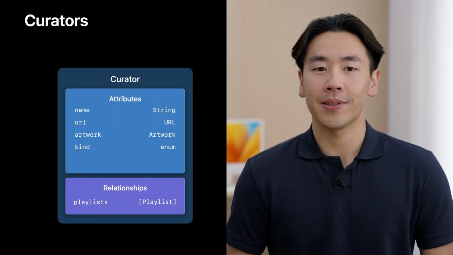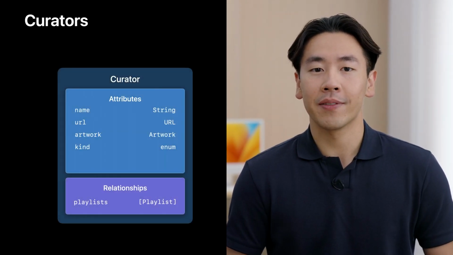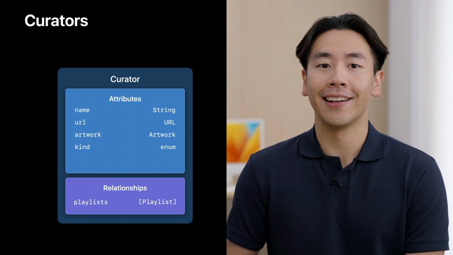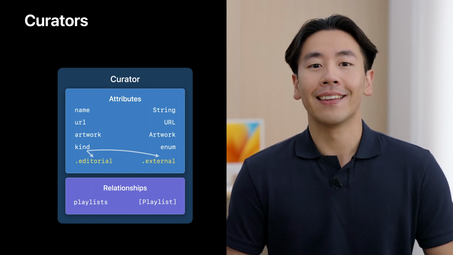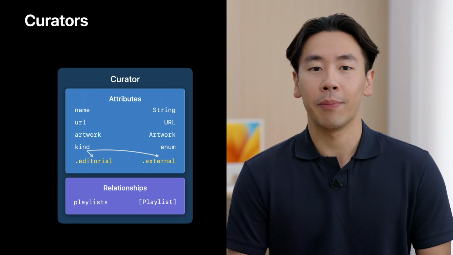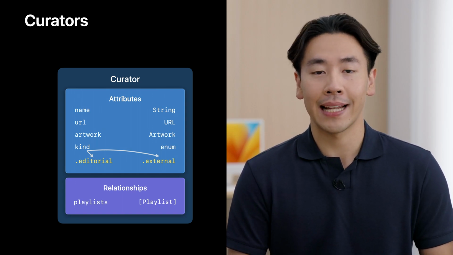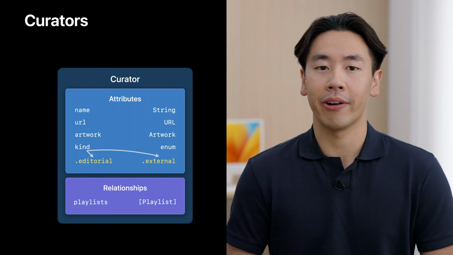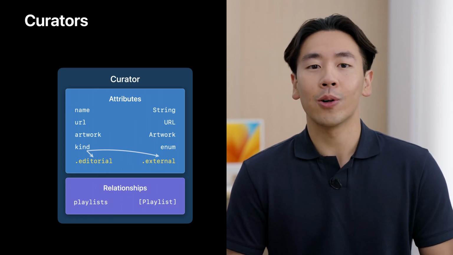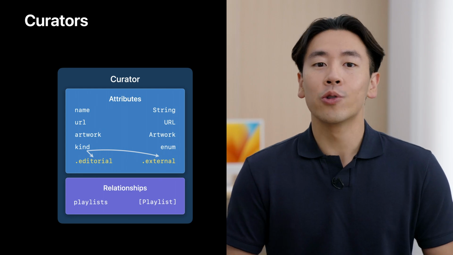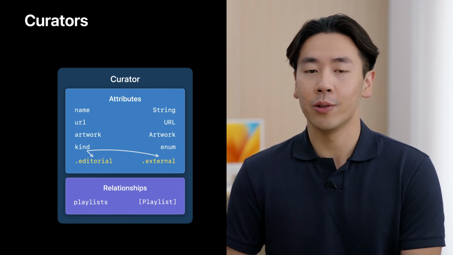Now let's dive into the more technical details. Curators host a variety of attributes. Some of the primary attributes of this new curator type are name, URL, artwork, and kind. The kind property is an enum that can either be editorial or external, indicating whether a given curator is an Apple curator or a third-party curator. Curators also have a playlists relationship, showing playlists made by that curator, truly servicing the music discovery notion we just saw.